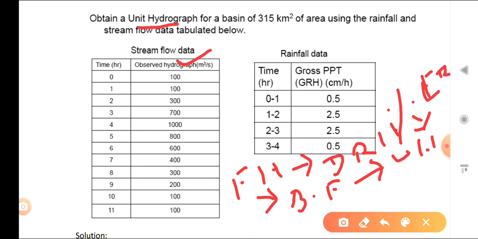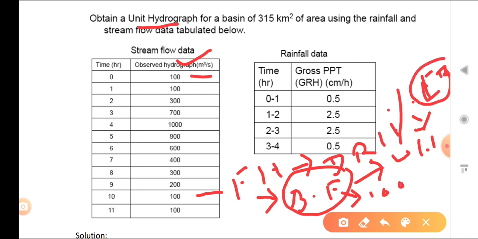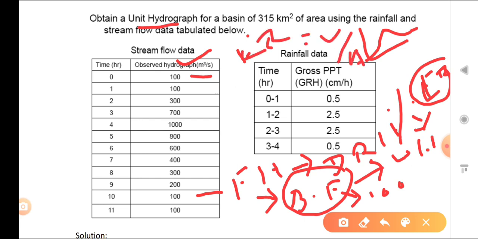So now first you have to find the base flow. Base flow you can easily assume to be 100 meter cube per second; in some questions it is mentioned. So the base flow we have found, that is 100. Next, we have to find the effective rainfall excess. How will we find the effective rainfall? We have to calculate the area of the DRH. That will give the volume, and then we calculate the depth, the effective ER. ER will be volume divided by area. So that is our problem.